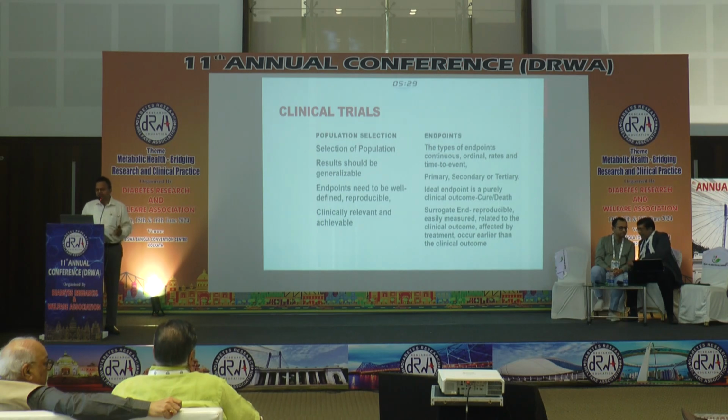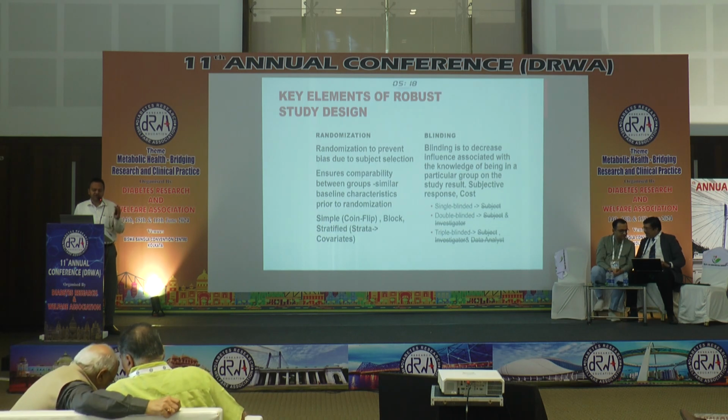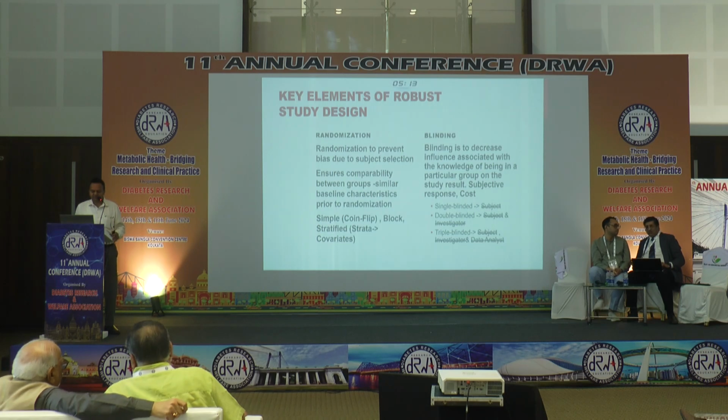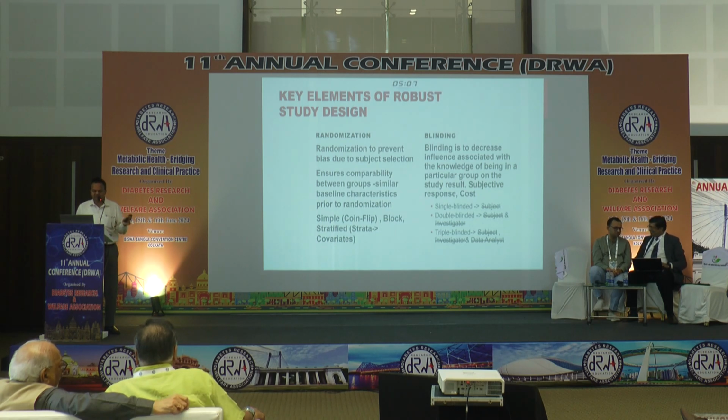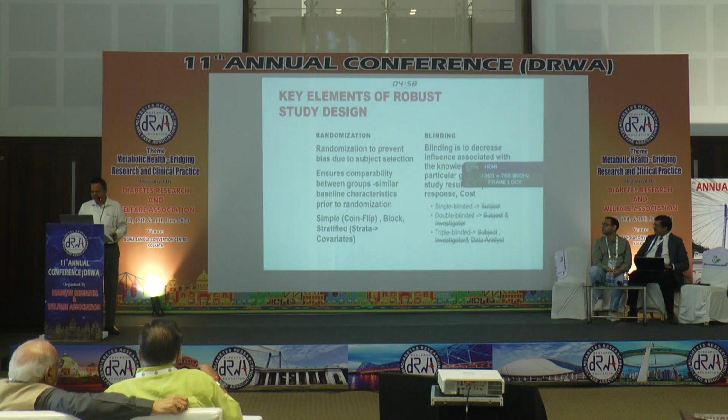So there are limitations of both of these, and these are clinical trials. Again, I won't go into the details because Dr. Shambhu has talked about these. So the key element of any robust study design would be randomization. Randomization is very important because that prevents bias. So randomization prevents bias due to subject selection. It ensures comparability between the groups. Similar baseline characteristics prior to randomization are very important. Randomization can be a very simple coin flip randomization.